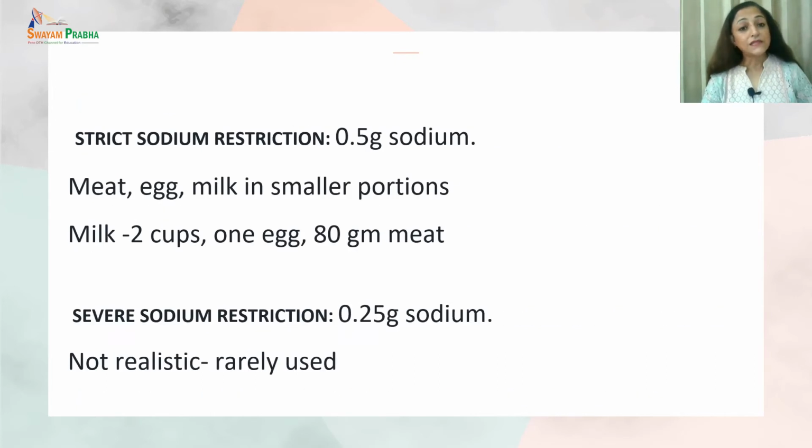So the third level is strict sodium restriction. This is again a very tough thing. Here we have to restrict certain food sources which contain high sodium level, such as meat, egg, and milk. They are taken in smaller portions. In this condition, milk is restricted to 2 cups in a day, and the person can go for 1 egg, or if he's a non-vegetarian person, then 80 gram meat. He cannot go beyond that because that will raise the sodium level in the blood, and hypertension will be affected.